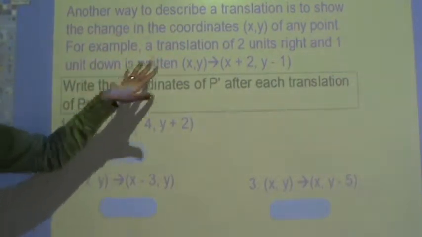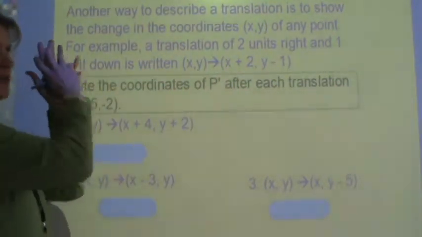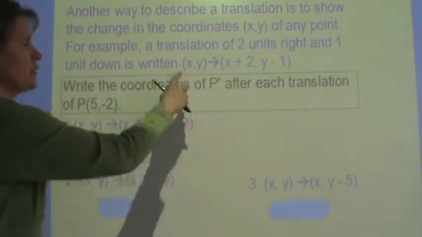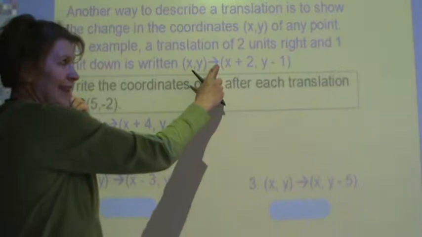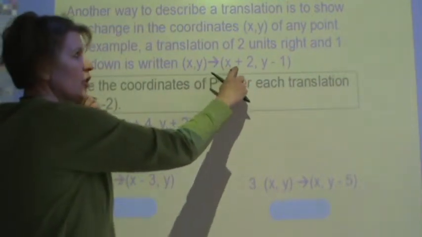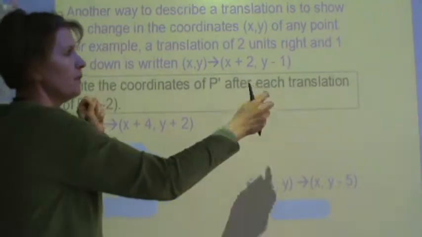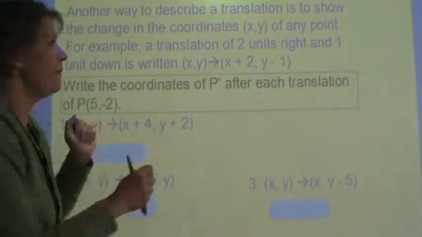For example, a translation of 2 units to the right, so visualize that in your head. It's going 2 to the right and 1 down, and it is written like this. So you're saying my original point is going to translate, it's going 2 to the right, so that means my x is going to increase by 2, and if it's going 1 down, my y is going to decrease by 1.